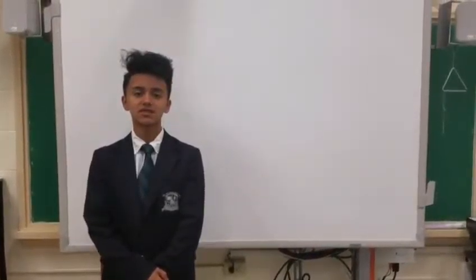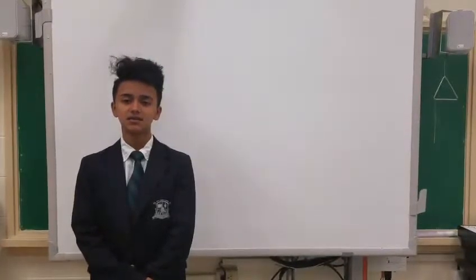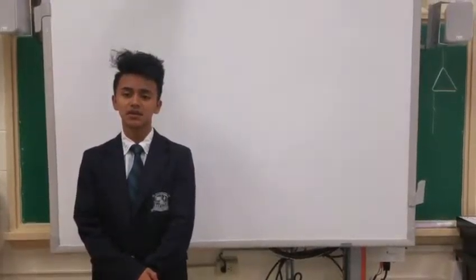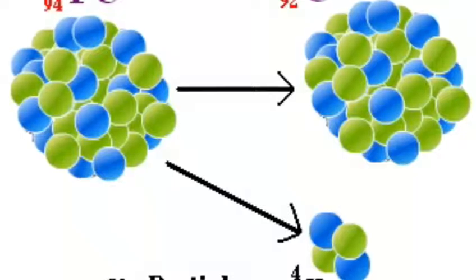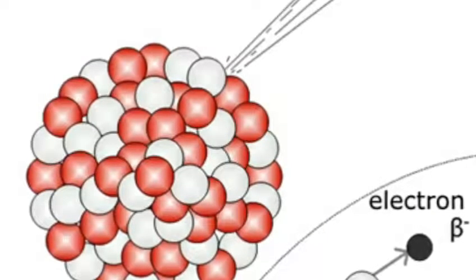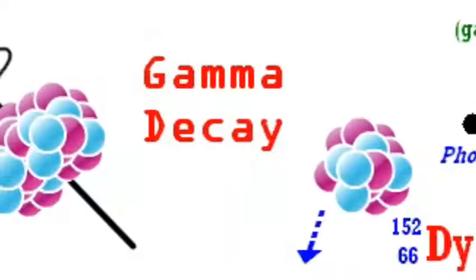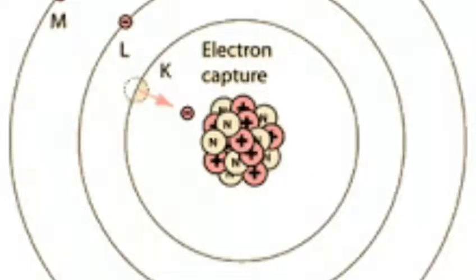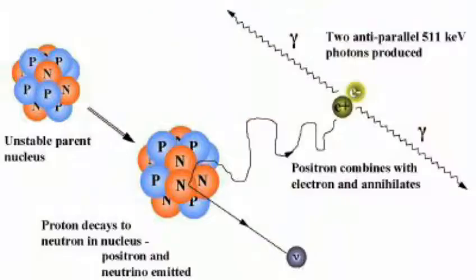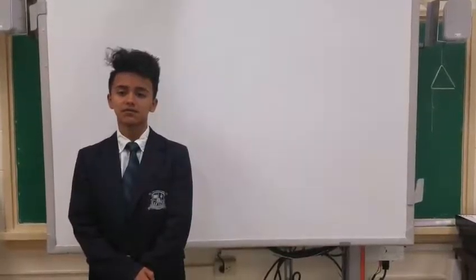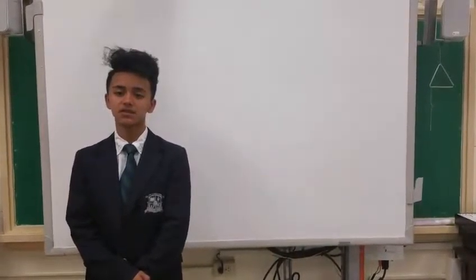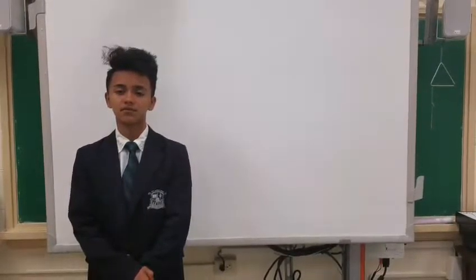Okay, so today we're talking about the types of radiation. The types of radiation are alpha, beta, gamma, positron emission, and electron capture. Now for alpha decay. During alpha decay, an atom spits out 2 protons and 2 neutrons from its nucleus. This is called an alpha particle.